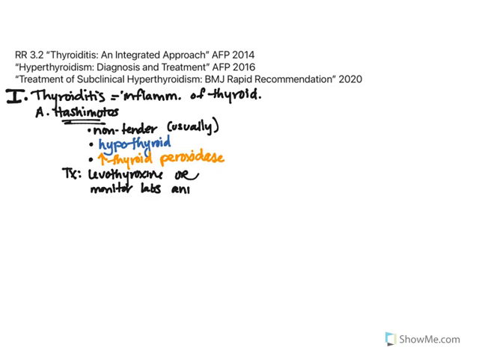In these instances, if you have a diagnosis of Hashimoto's, they need labs monitored annually if they're subclinical hypothyroid, and that's because there's a risk of progression to fulminant hypothyroidism.